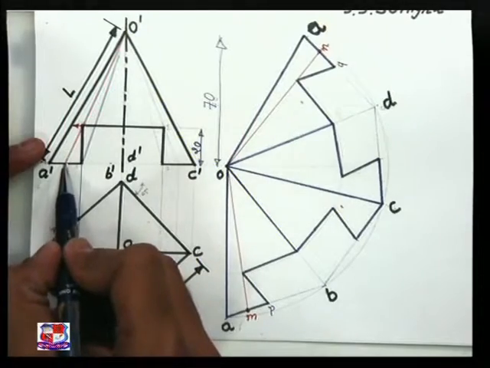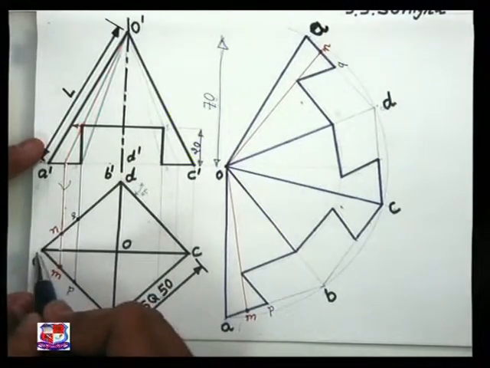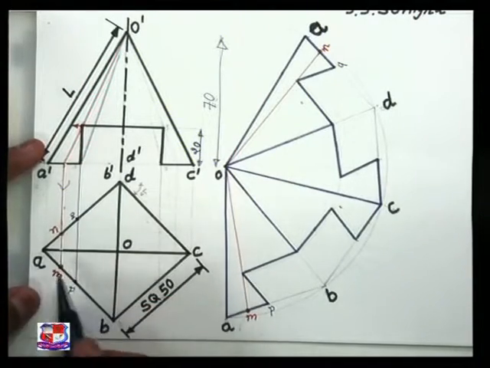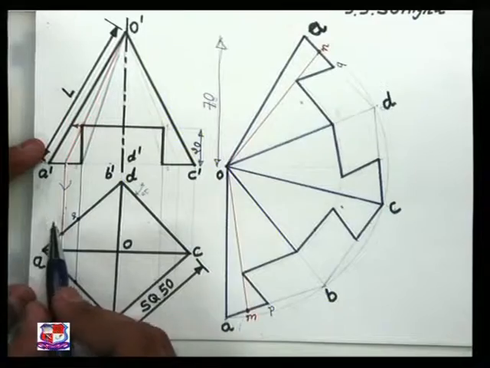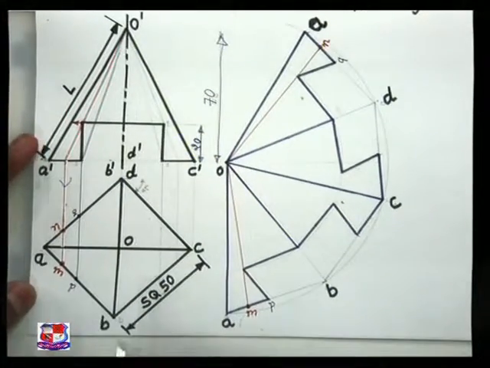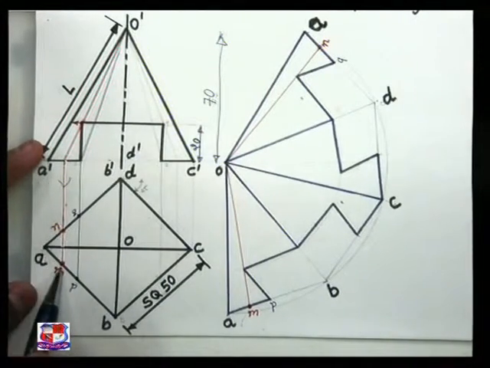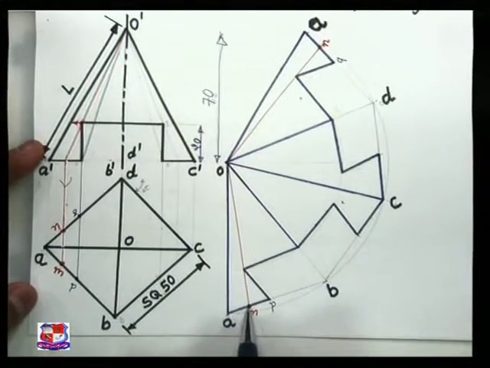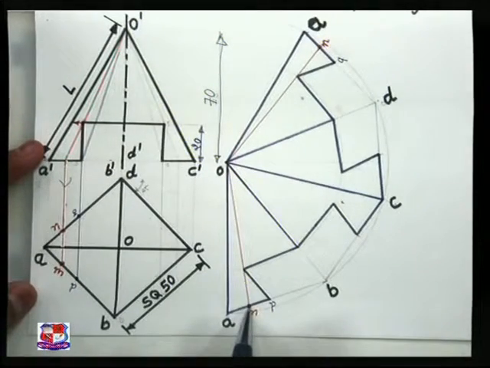From this point draw a vertical line, and this vertical line will cut AD at point N and AB at point M. Point M is here, point N is here. Now locate points M and N in this developed portion. M is between A and B. So measure this distance A to M and put it over here. This distance and this distance are both equal.